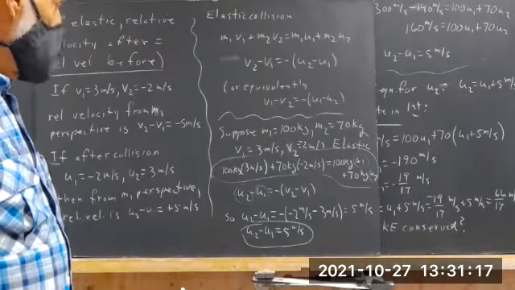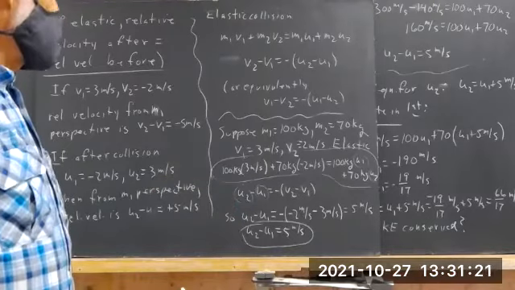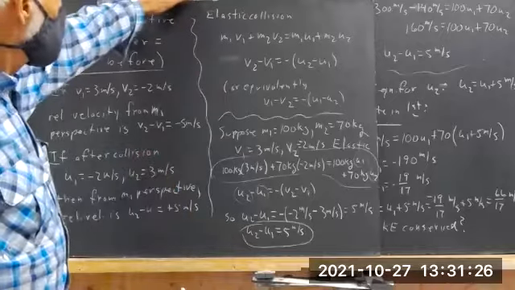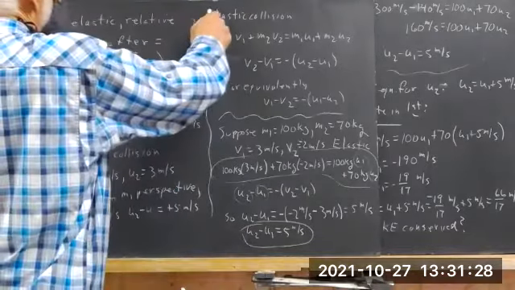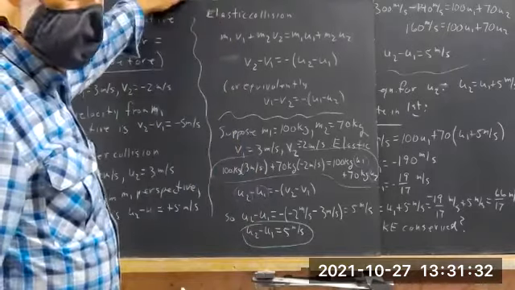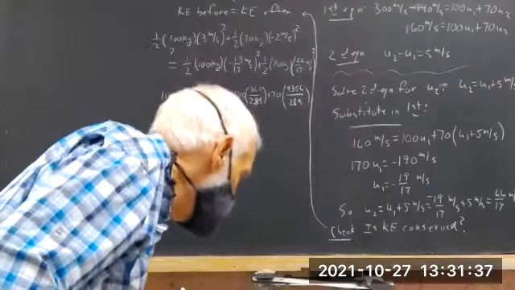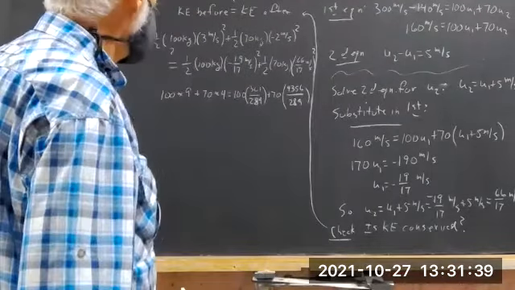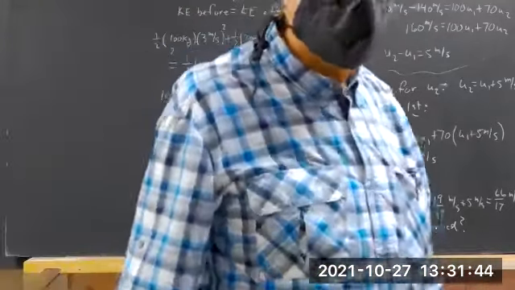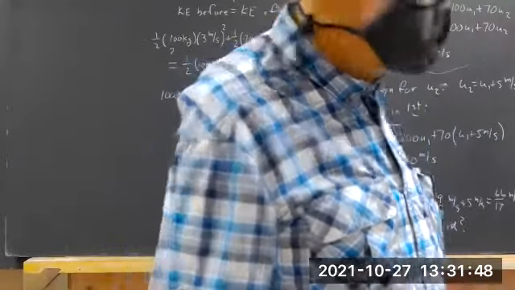Or we could just solve them symbolically, and we still get a solution. Then we check if kinetic energy is conserved, and chances are we did it right. To be really sure, you can also check momentum conservation. Total momentum before equals total momentum after.